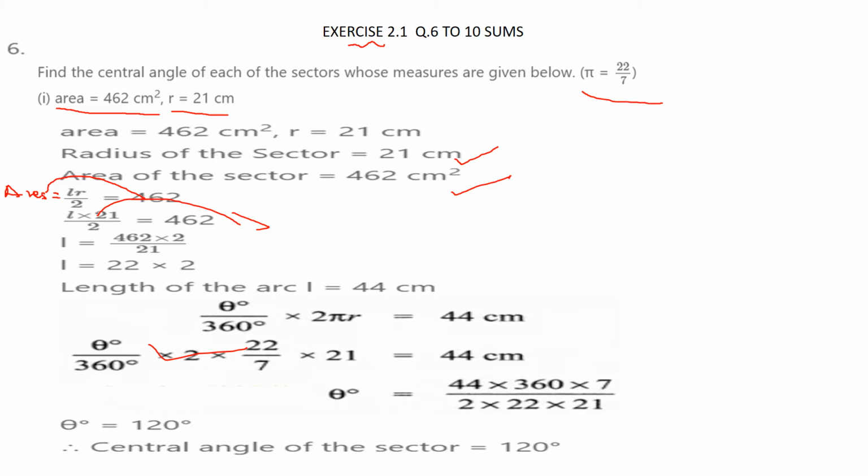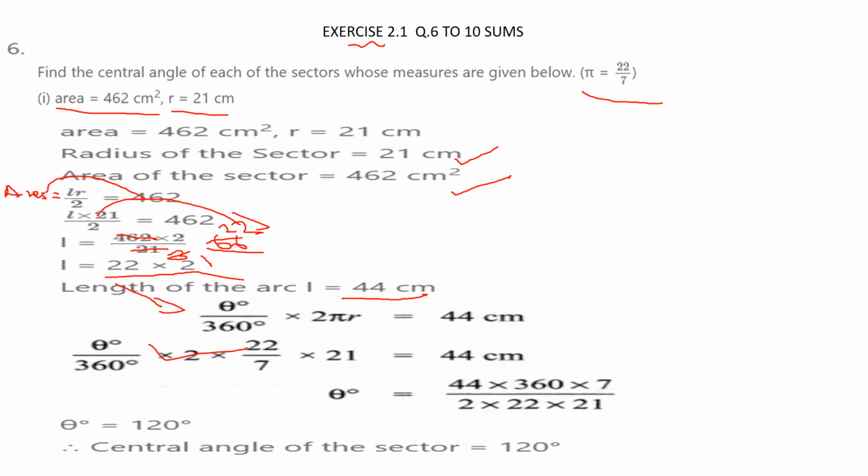Here also you cancel with the 7 table. 3 7s are 21, 6 7s are 42. Again 6 7s are 42. Here cancel, 1 3 is 3. 2 3s are 6, 2 3s are 6. So L equal to 22 into 2, 44 centimeter. Given L, we will find the angle.